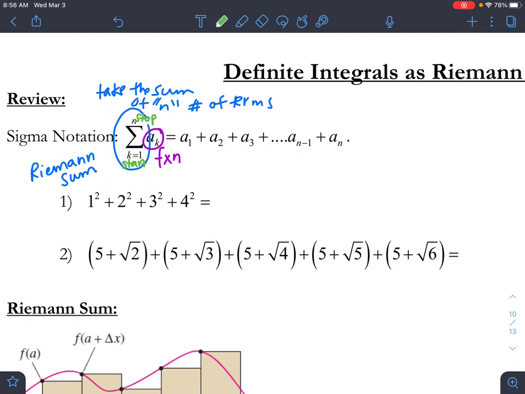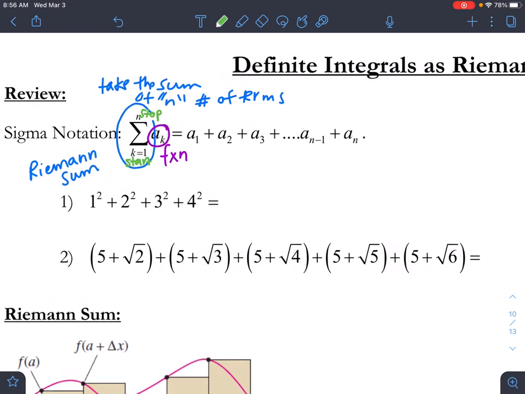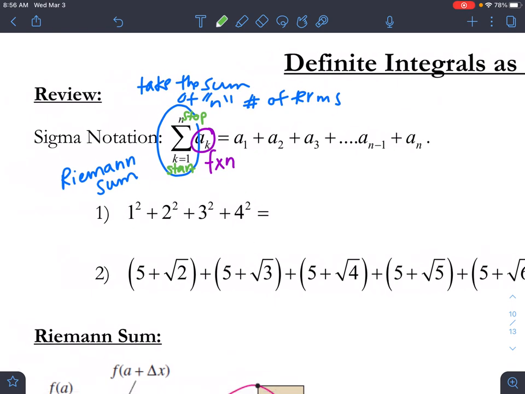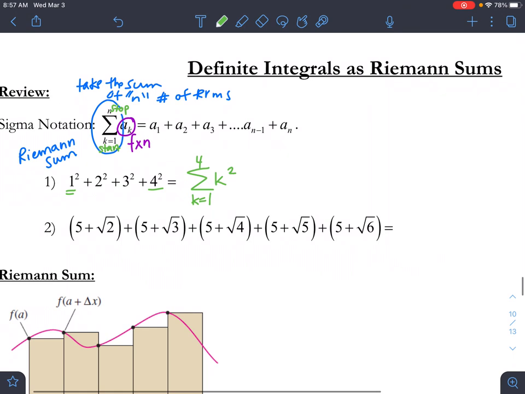So first of all, take a look at 1 and 2 here. This is, again, review. So 1 squared, 2 squared, 3 squared, 4 squared. If you had to come up with a function, what's happening? We are squaring a value, so we could say it's k squared. We started at k equals 1, and we ended at 4. So we go k equals 1 to 4. That would be this Riemann sum here in sigma notation.